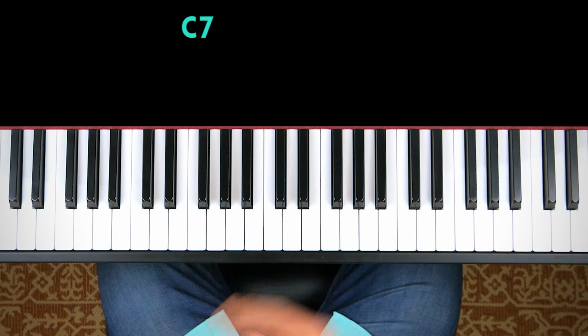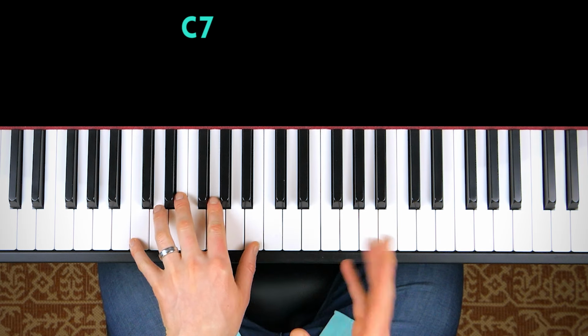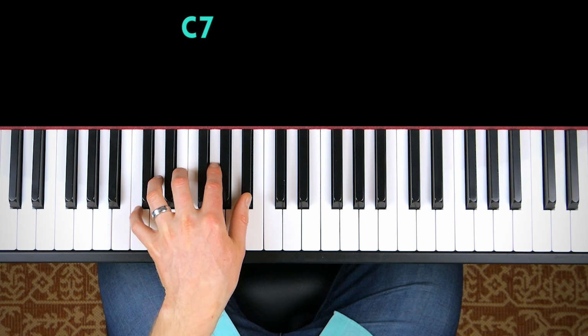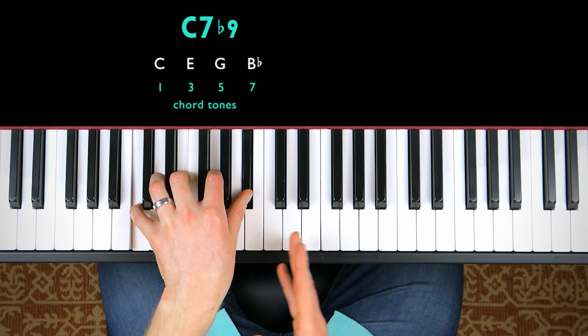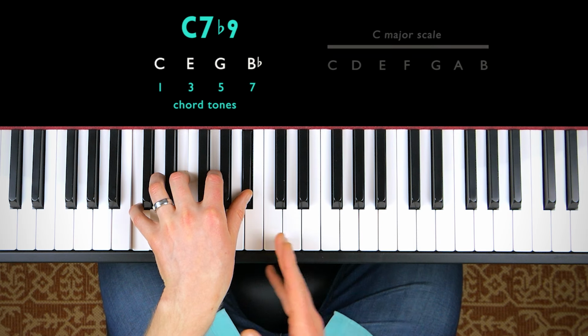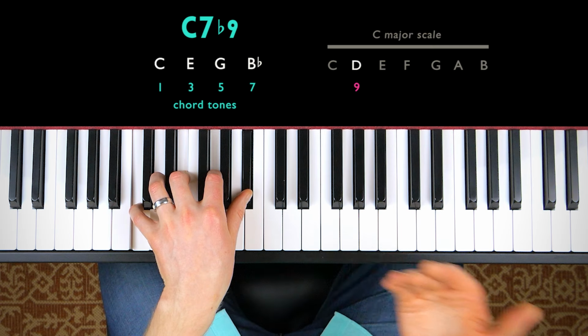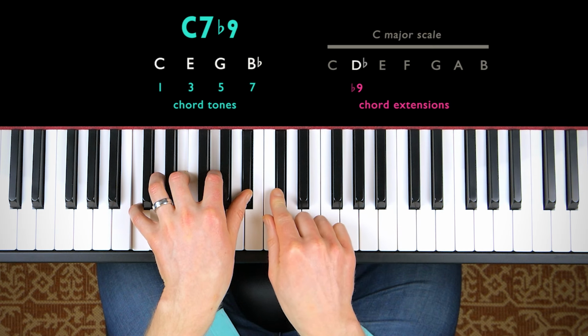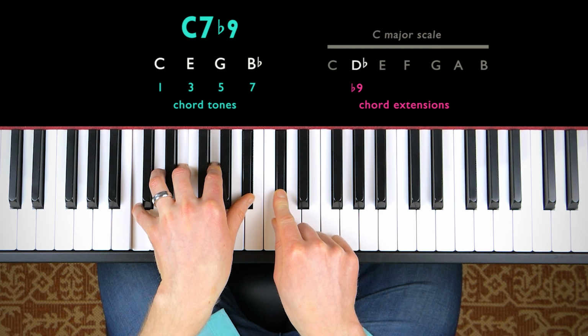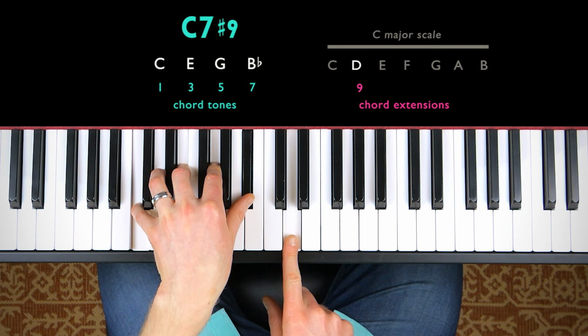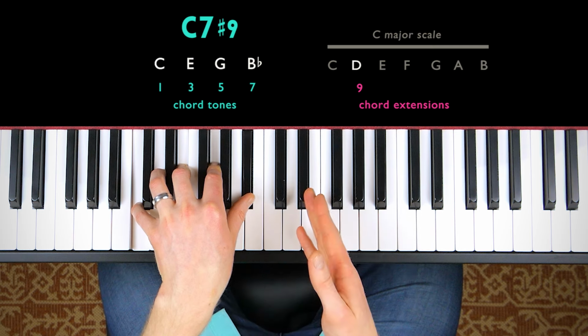So how do you find an altered chord extension? Well, let's say the chord symbol says C dominant 7, flat 9. Well, we're going to start by finding the natural extension first, and we just imagine the major scale. So C major scale is going to be D natural, and then you flatten it. And that's your chord extension. That's the flat 9.